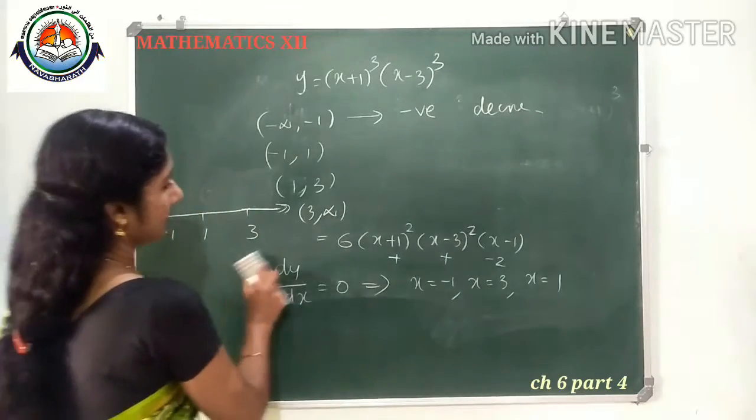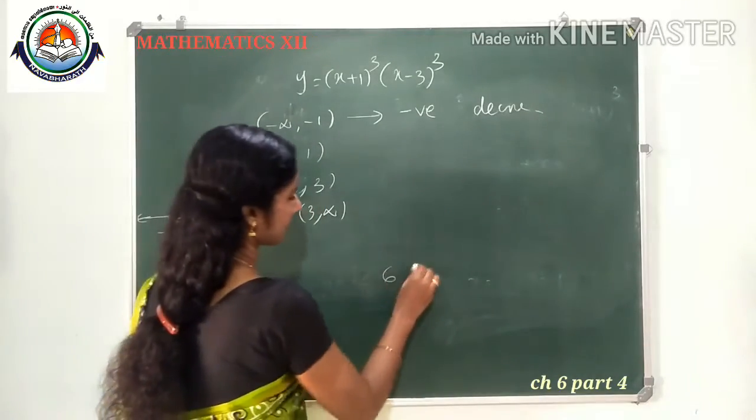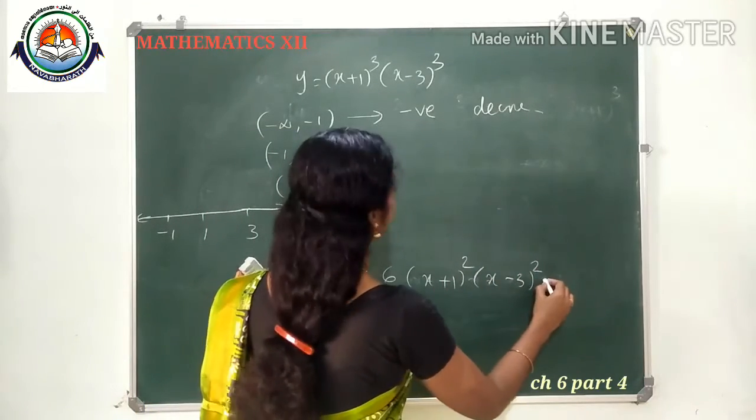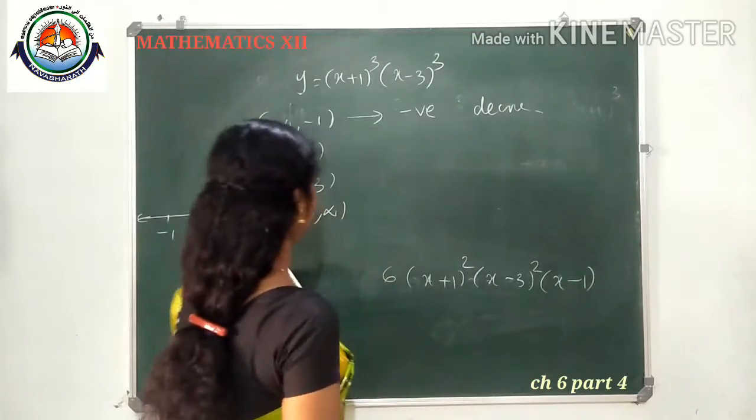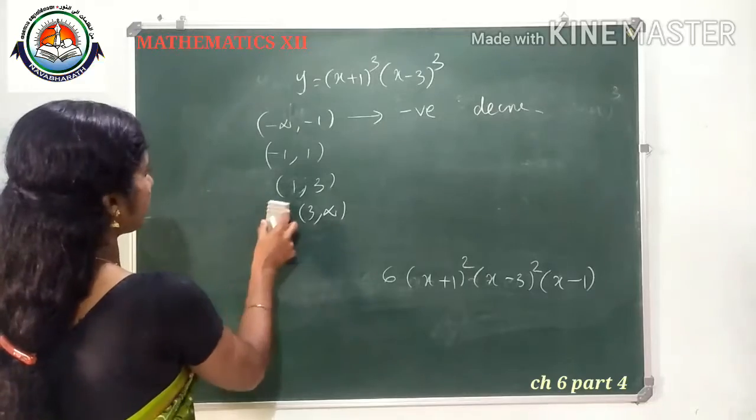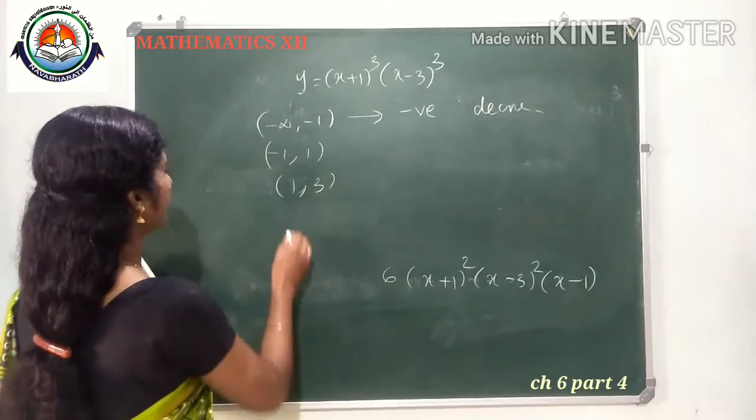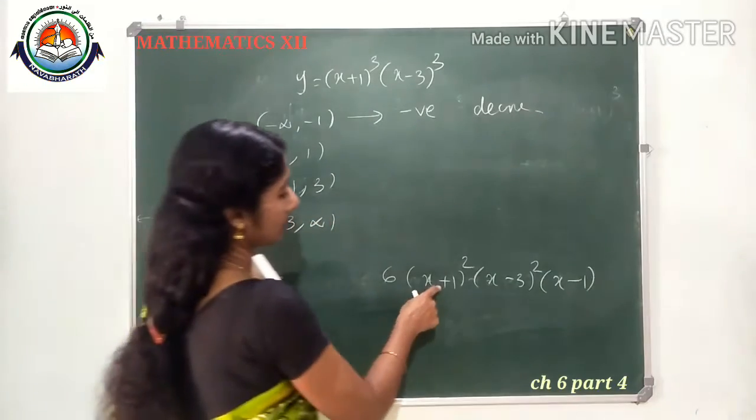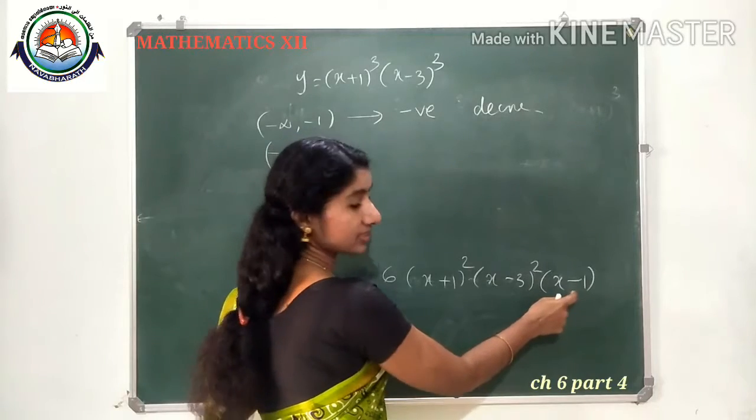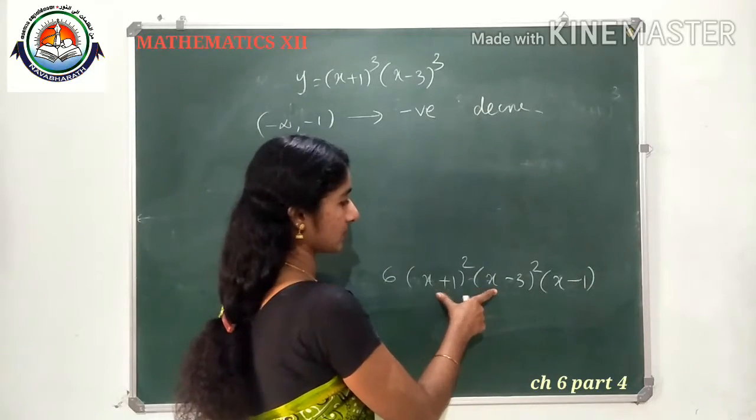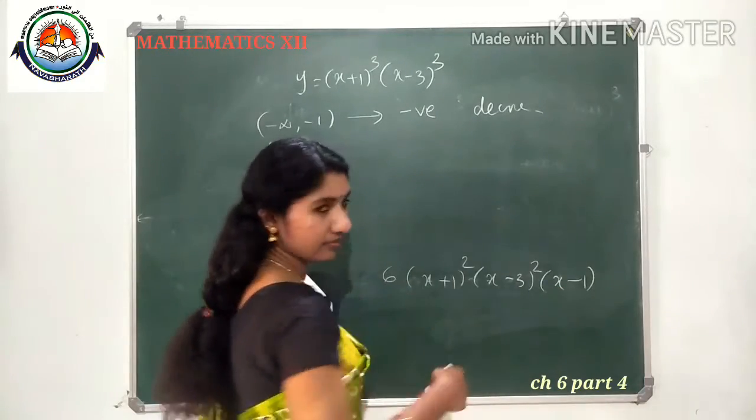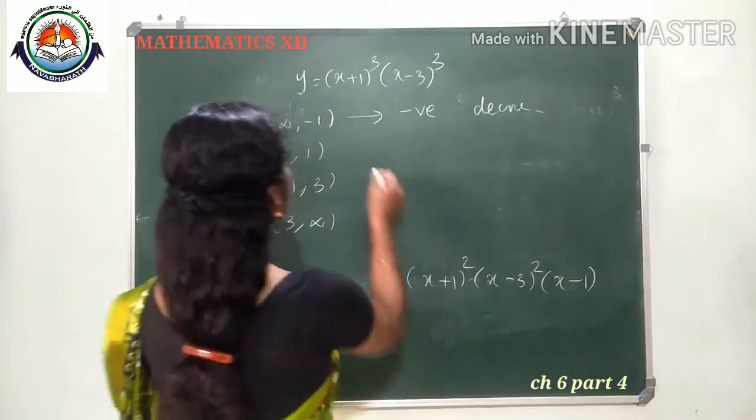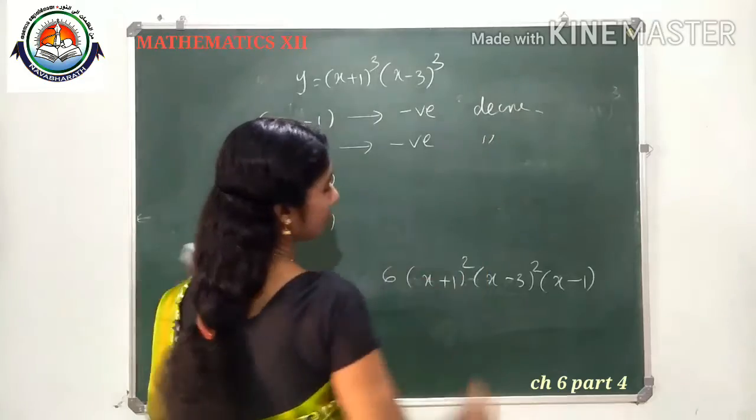And in the next interval, 6 into (x plus 1) whole square into (x minus 3) whole square into (x minus 1), the interval minus 1 to 1. In that interval the value 0 is there. These two will come positive, so we need to check whether this one is positive or negative. These two are always positive, so the sign of the last factor will decide the total sign. When you give 0 from this interval, 0 minus 1 is negative, so we are getting the value as negative itself, so decreasing.